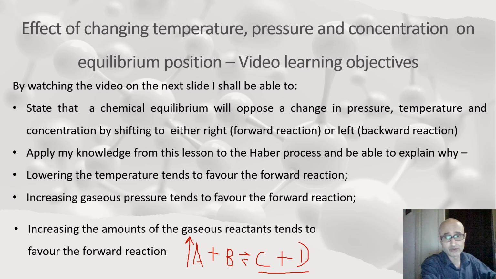Basically, the video narrator uses the Haber process to explain how you can change the temperature and pressure to affect the amount of product, which is the amount of ammonia produced. He shall also speak about how you can change the amount of reactants, also to change the amount of product ammonia. Well, that is it. I urge you to go on and to view the video.